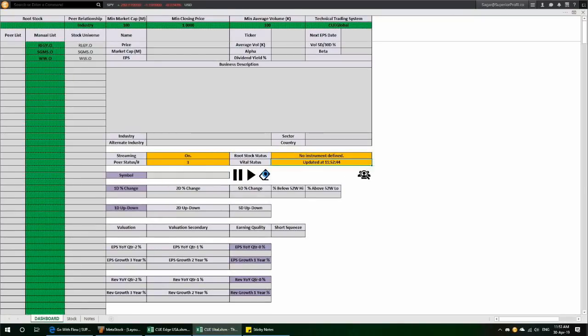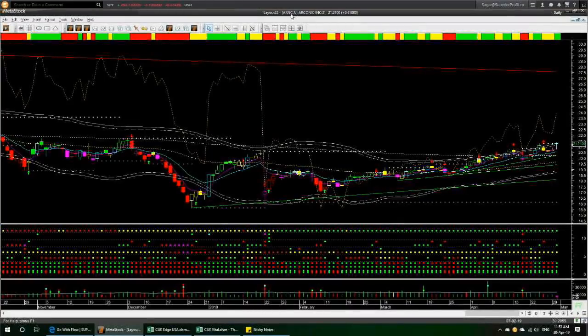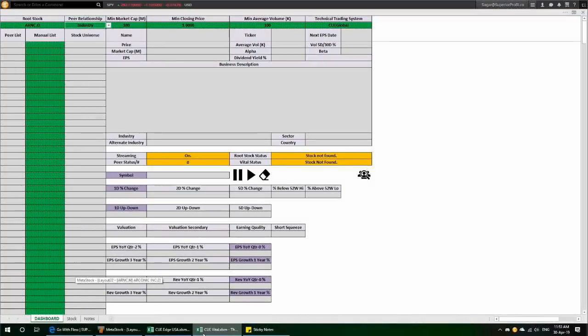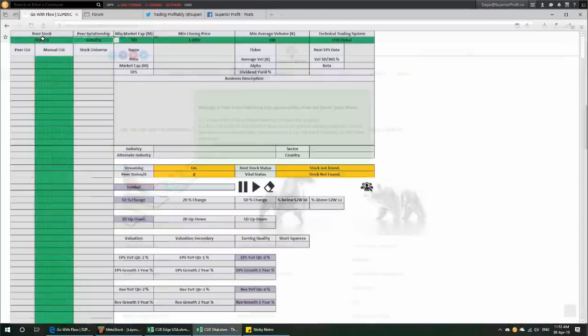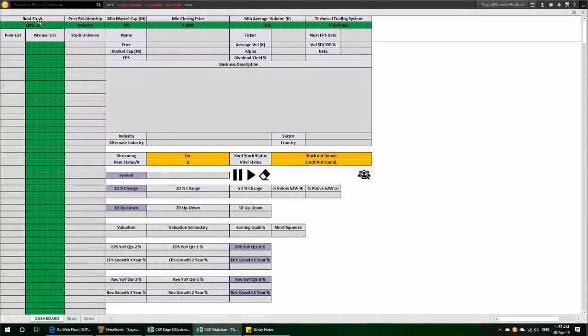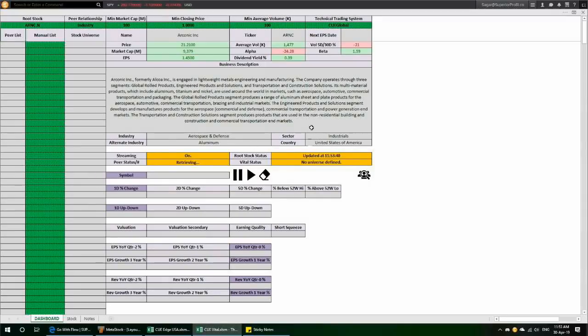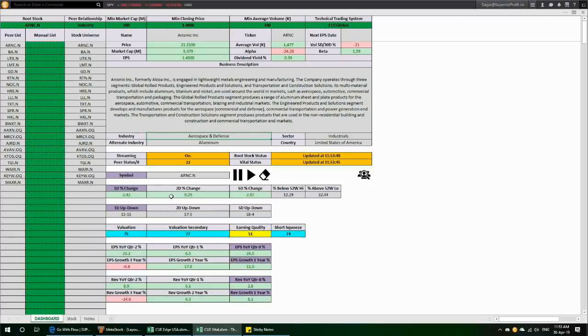Let me paste these stocks and check ARNC. Now I am doing a peer analysis of the stock based on its industry peers. Not found, so I might have entered the symbol wrongly, ARNC.N. Let me correct that. It is in aerospace and defense, and it should be a value stock. Yes, it's a value stock.